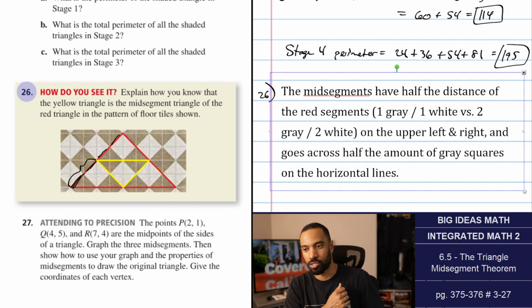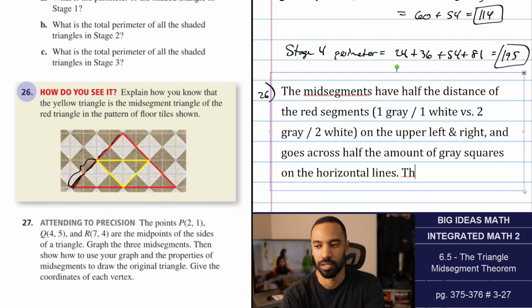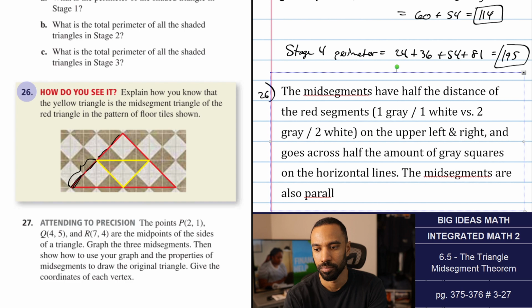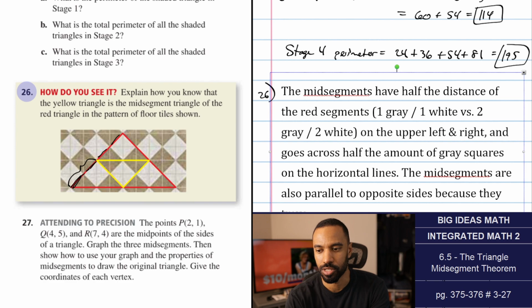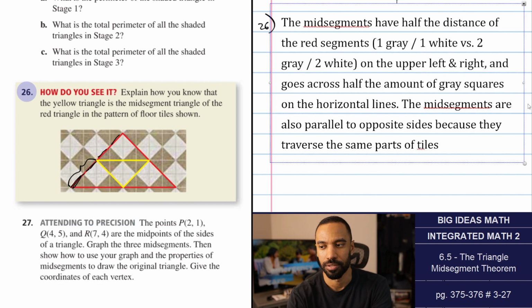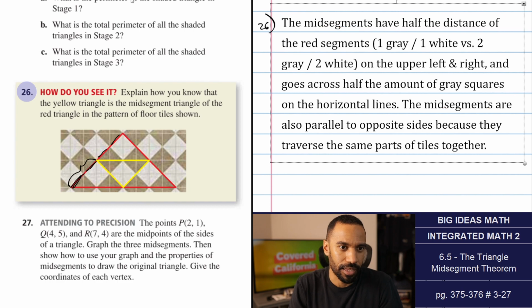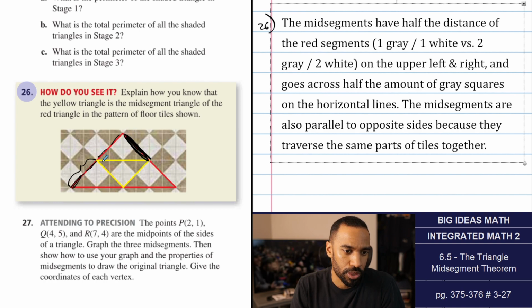The parallel parts are, let's see, the mid-segments are also parallel to opposite sides because they traverse the same parts of tiles together. So what I mean by that, I'm not going to type anymore, but in red, you're traversing the actual edges of the tile, you know, the squares right here, and same with the yellow, it's traversing edges like that. And because these are squares, then these would have parallel bits to them.